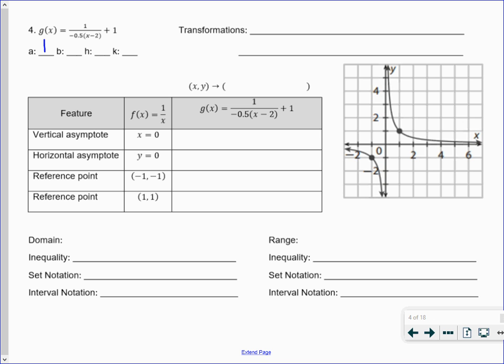Our b value is going to be -2, since remember, our g of x form in this case is g of x equals 1 all over 1 over b times x minus h, all plus k. When we have a b value, that's what our b will look like, 1 over b, so in this case, -0.5. If you put that over b, it's going to be -2. Our h, if you look at the formula that I just wrote out, will be +2. And our k will be 1.